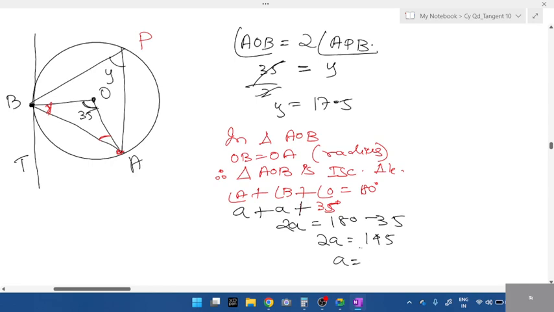2A. A is equal to 45 divided by 2 is 72.5. So therefore, this angle is 72.5 and this one is also 72.5. Next. So this one is done. Angle 17.5 is done. Then we got down. We found the triangle question.